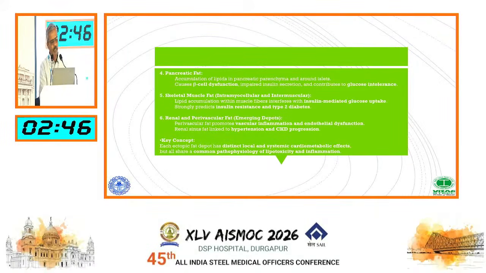As far as pancreatic fat is concerned, accumulation of fat in the pancreatic parenchyma and around islets causes beta cell dysfunction, impaired insulin secretion and contributes to glucose intolerance. Skeletal muscle fat, that is intramyocellular and intermuscular fat accumulation within the muscle fiber, interferes with insulin-mediated glucose uptake. It strongly predicts insulin resistance and type 2 diabetes mellitus.